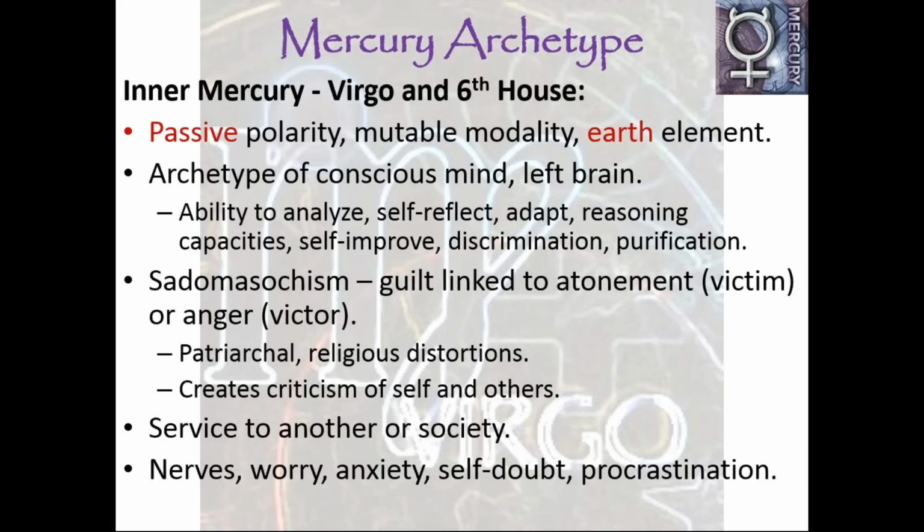In evolutionary astrology, the archetypes of Virgo 6th and Pisces 12th are very much linked to the patriarchal distortions of sadomasochism. Basically, the religious conditionings that God is perfect and humans are imperfect. It's easy to see we're imperfect and therefore feel guilty. Guilt linked to atonement is the victim or the masochist. Guilt linked to anger is the victor or the sadist.